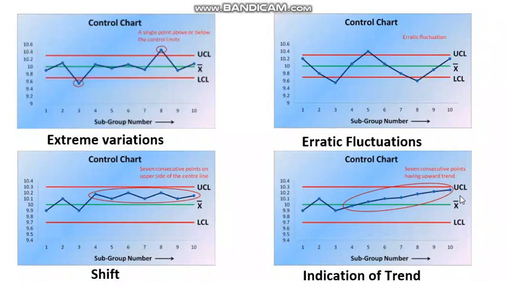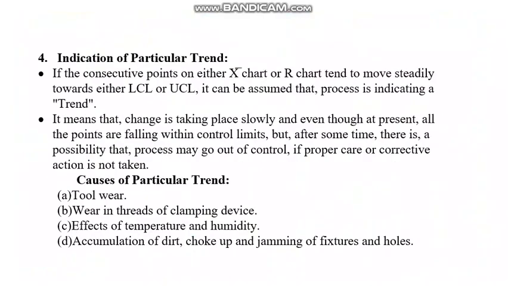The process is going out of control, you can say. This is called the indication of trend. It means that change is taking place slowly, and even though at present all the points are falling within the control limits, after some time there is a possibility that the process will go out of control. Therefore we have to take corrective action.